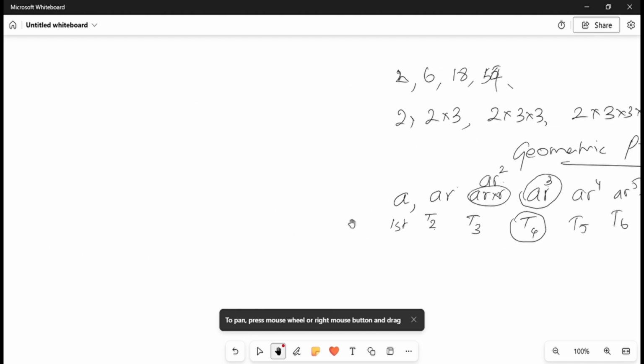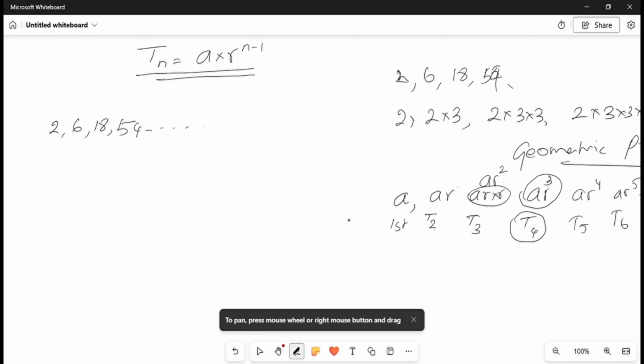Now, Tn is the important one. Tn equals A into R to the power n minus 1. Now, look at this progression. 2 into 3, 6. 6 into 3, 18. 18 into 3, 54. It goes on like this.